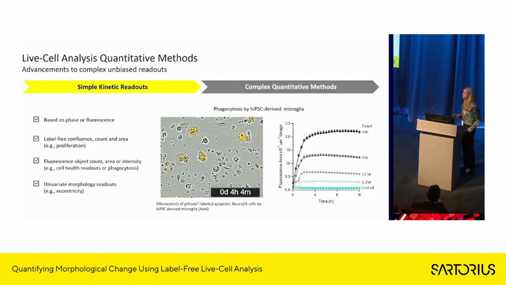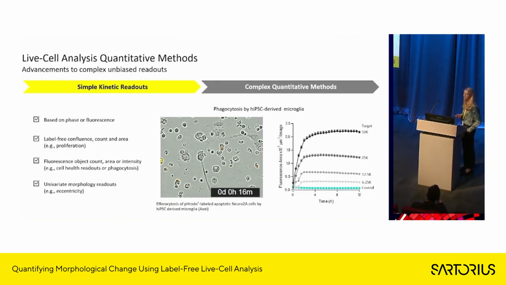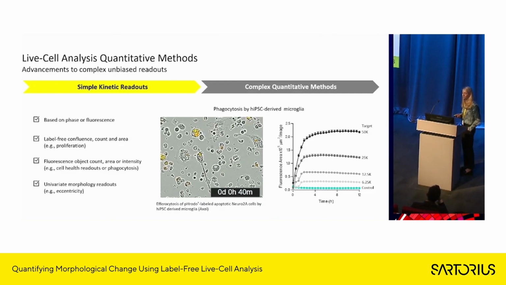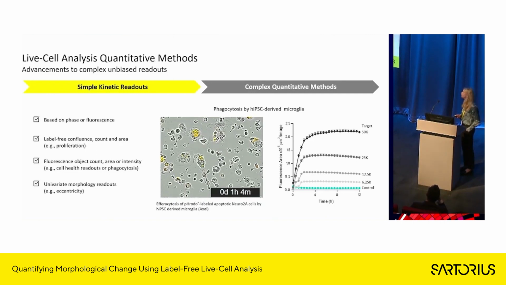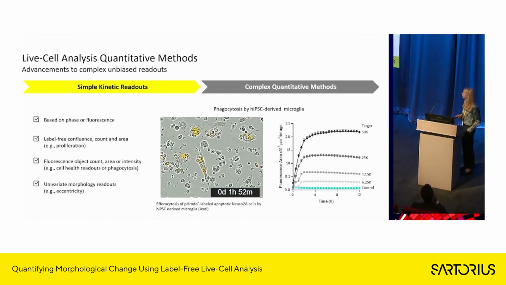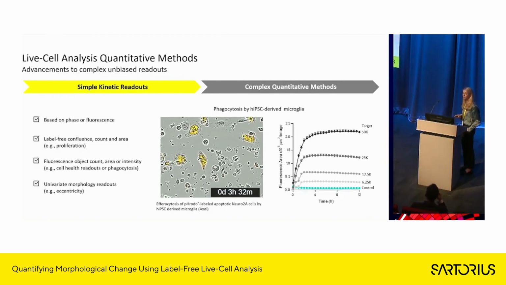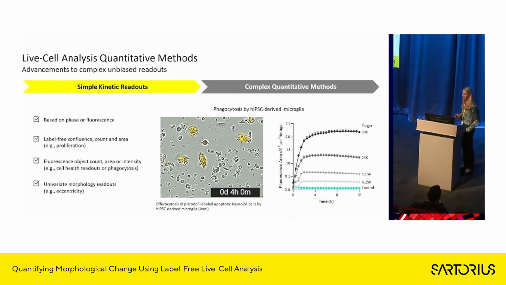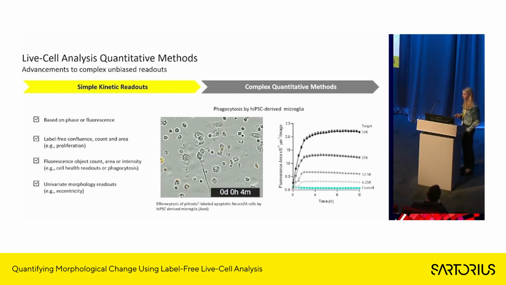For example, using cell-by-cell analysis, we can gain morphological information on cells using univariate morphology readouts, such as cell eccentricity or cell area. Although these are insightful, they act as a surrogate for total cell morphology, as they can be limited when we're trying to quantify complex and diverse morphological features of cells.